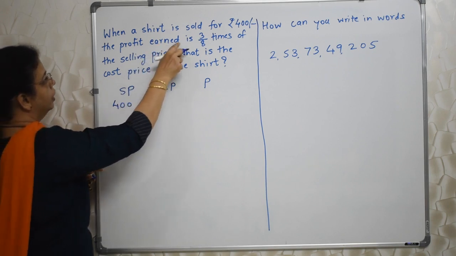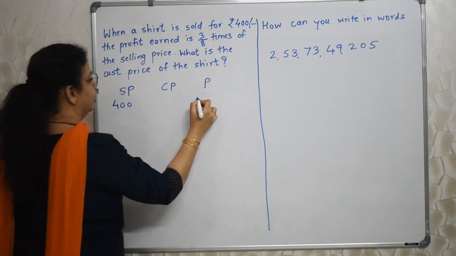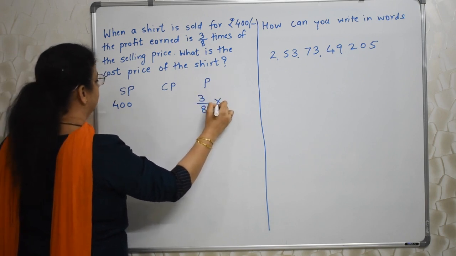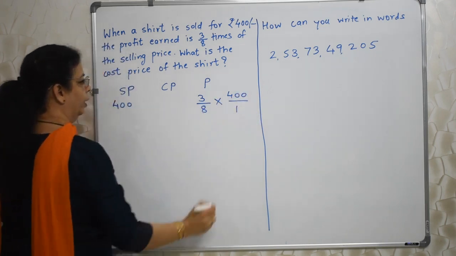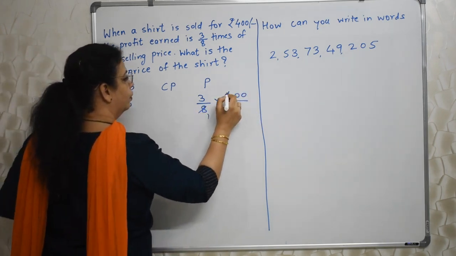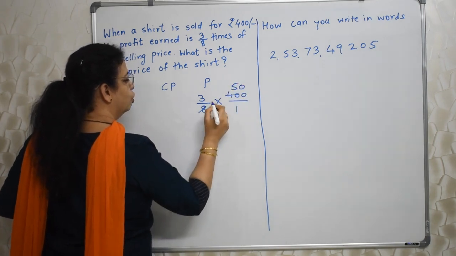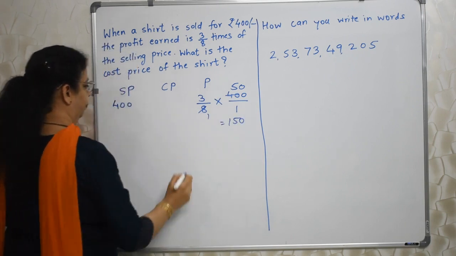Profit earned is 3/8 times. Times means into of selling price. So how do we find out the profit? 3/8 times selling price. Here nothing means upon 1. So 8 ones are 8, 8 5s are 40 and 0. So 3 into 50, that is 150 is the profit.